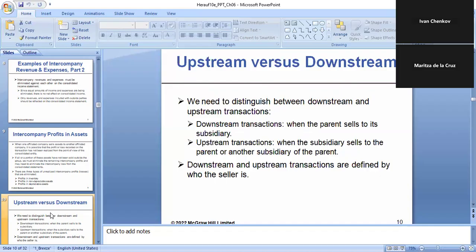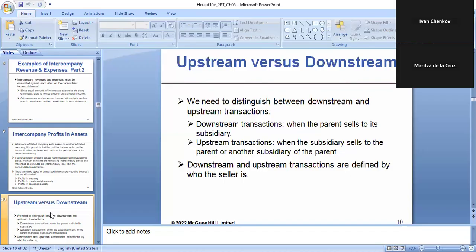One option is downstream transaction. What does downstream transaction mean? When the parent sells to the subsidiary. So the parent is always going to stay on the top, the subsidiary is on the bottom. So downstream transaction is the parent selling to the subsidiary, and upstream transaction is the subsidiary selling to the parent.